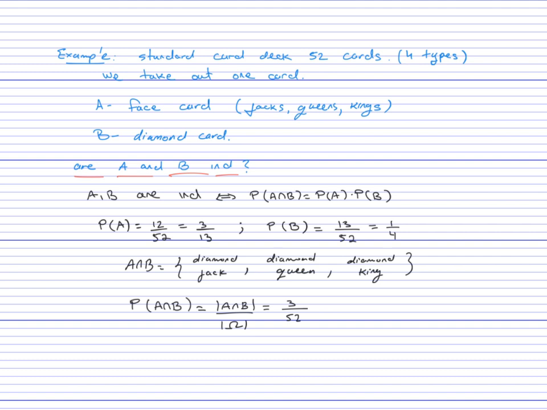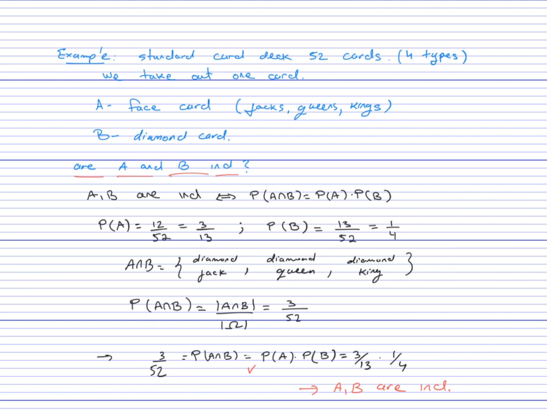Okay, so we have the probability of the intersection, the probability of A and the probability of B. Let's see what we get from here. The probability of the intersection is exactly 3 over 52. And the probability of A times the probability of B is exactly 3 over 13 times 1 over 4. The question is, do we have equality here? Is the probability of the intersection equal to the product? You can use your calculator, and you'll get that the answer is yes. Therefore, the conclusion is that A and B are independent.